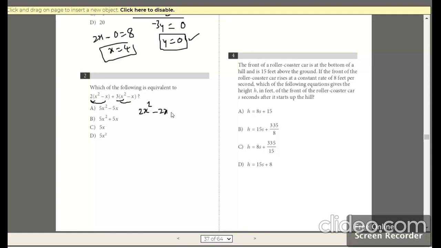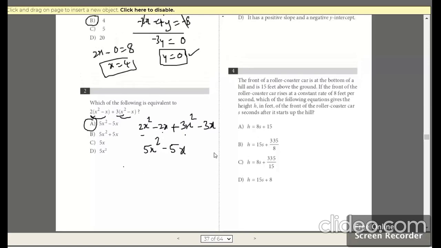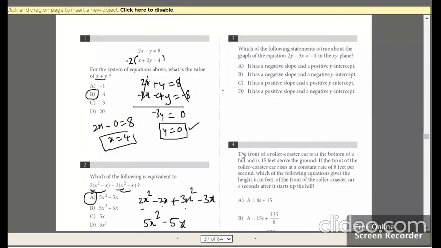2x square minus 2x plus 3 times x square is 3x square minus 3x. So 2 plus 3 like terms is 5 and -2 -3 is also -5x. So A is our solution. Moving on to question number 3 quickly.